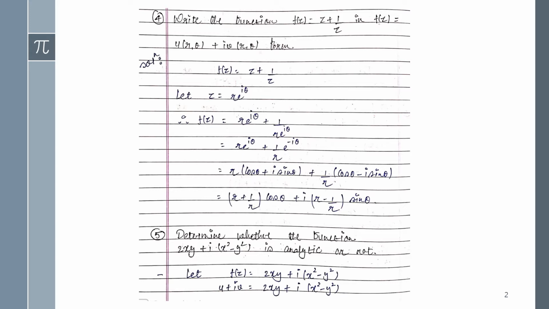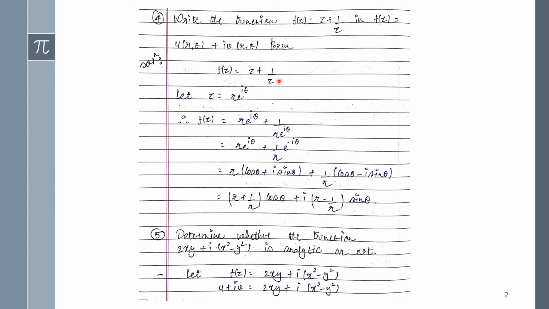The fourth one is given: write the function f of z equals z plus 1 upon z in the form f of z equals u plus iv, but with u and v in terms of r and theta. It means the function f of z equals z plus 1 upon z that is given, you have to write into polar form. So you have to substitute into polar form. So f of z equals z plus 1 upon z.